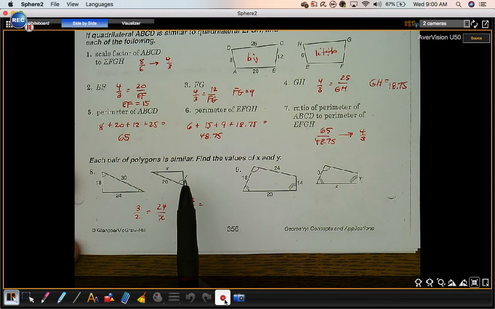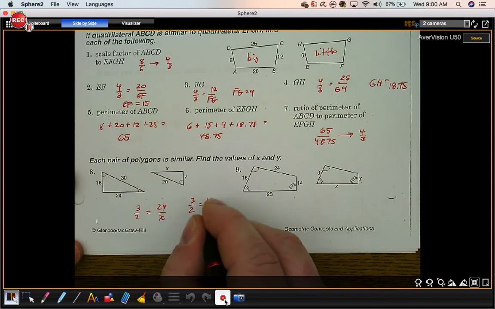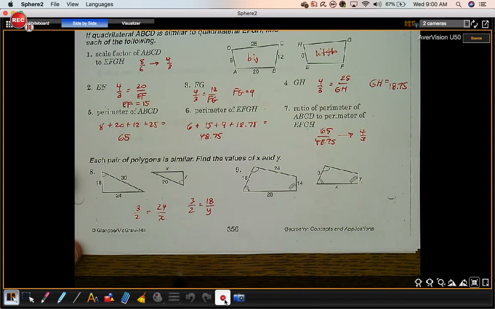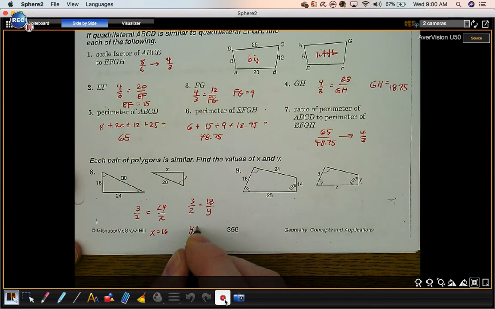The y value, that goes with the 18. 1 arc, no arcs. 1 arc, no arcs. 18 is bigger than y. 3 times 8 is 24. 2 times 8, 16. 3 times 6, 18. 2 times 6, 12.